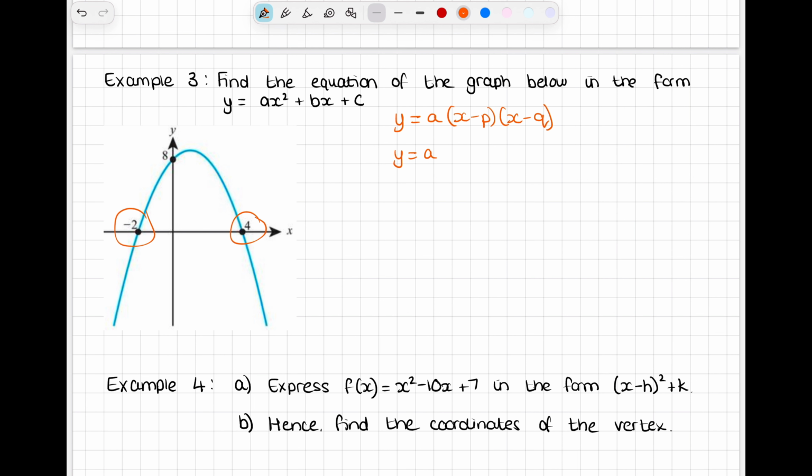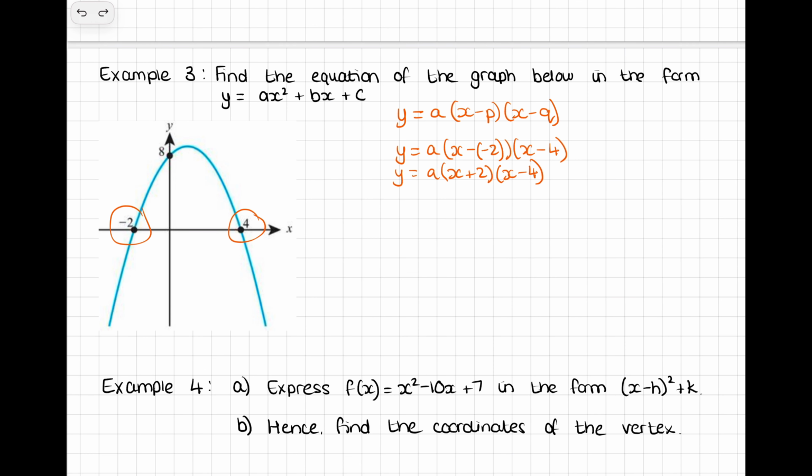So I'll have x, it's minus 2 there, which means it'd be minus minus 2, and then we'll have x minus 4, and then that will simplify down to just x plus 2 and x minus 4. Now with this, I don't know what a is yet, and we will need that value. But I have been given another point, which is my y-intercept at (0, 8). It's a coordinate, which means I can sub that into this equation to be able to figure out what a is.